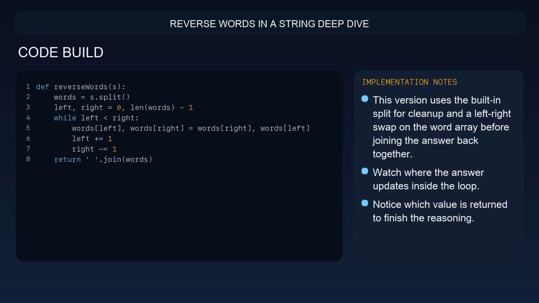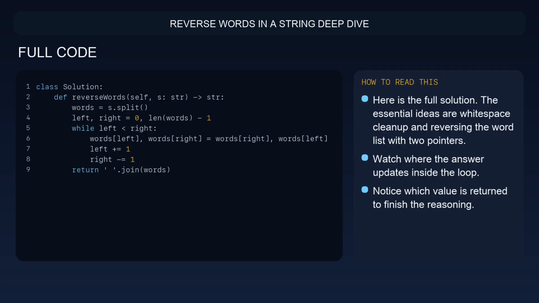This version uses the built-in split for cleanup and a left-right swap on the word array before joining the answer back together. In the code, focus on two checkpoints. Watch where the answer updates inside the loop. Then notice which value is returned to finish the reasoning. Here is the full solution.